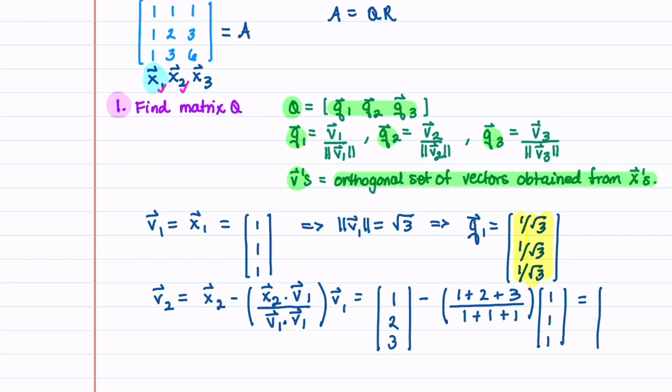Let's now see what this gives us. Let's first look at this. This is going to be 6 over 3, which is 2. So for our first component, we're going to have 1 minus 2, which is negative 1. And then we're going to have a 2 minus 2, which is 0. And then a 3 minus 2, which is 1.